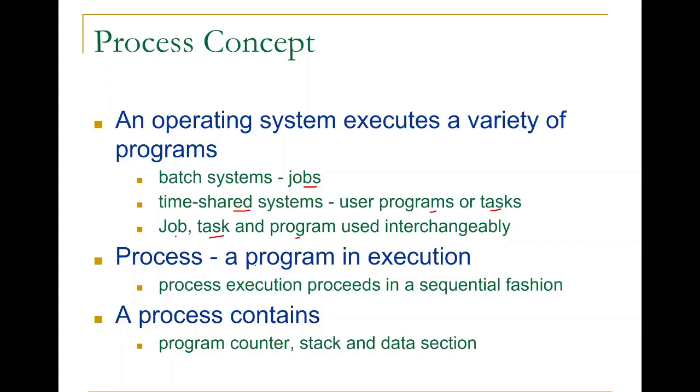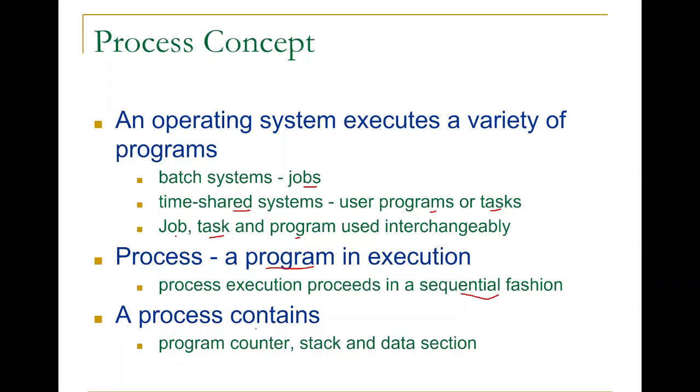All right. Now, a process is a program in execution. Process execution proceeds in a sequential fashion. Once you start executing a program, we call it a process, and we have to finish one before we pick the next one. You can't have several processes being executed by the CPU at the same time. So one process has to be finished before the CPU picks the next process.